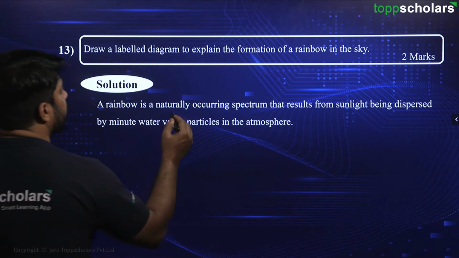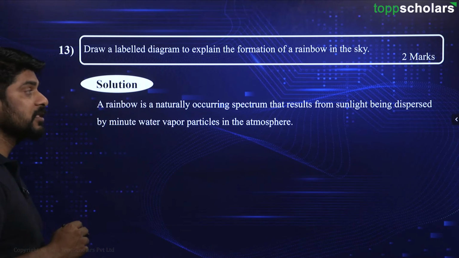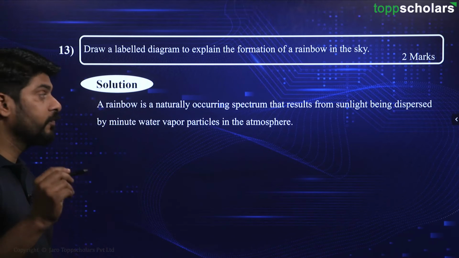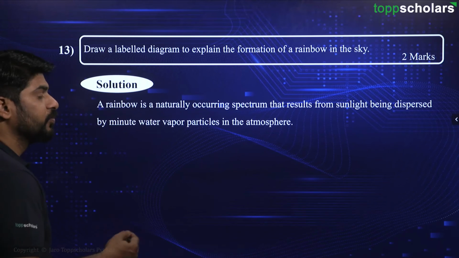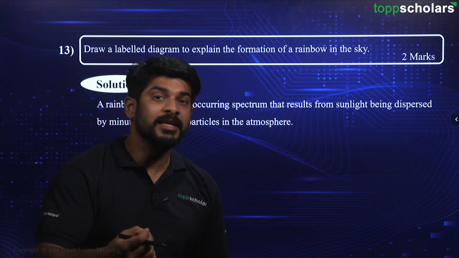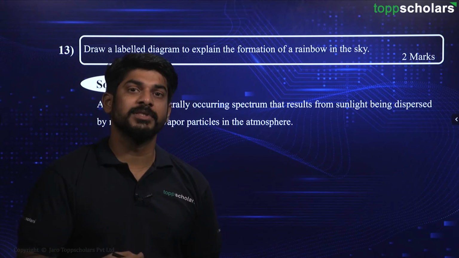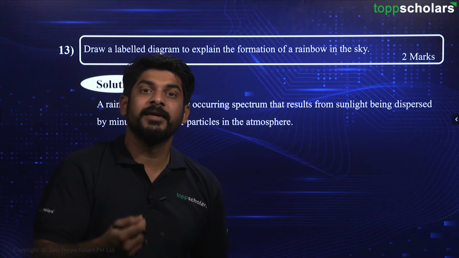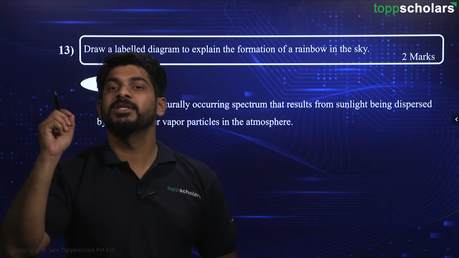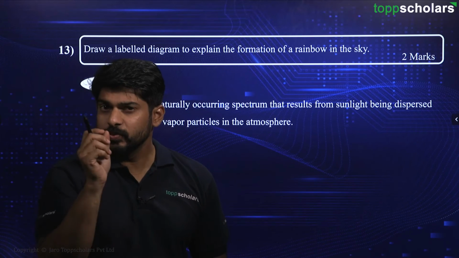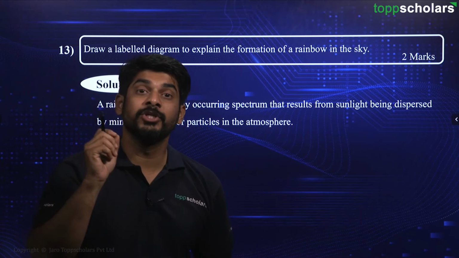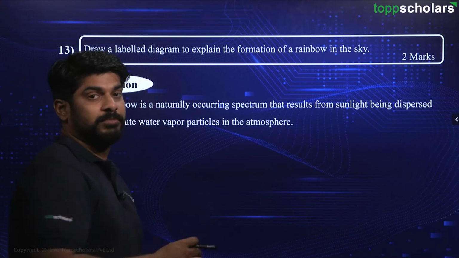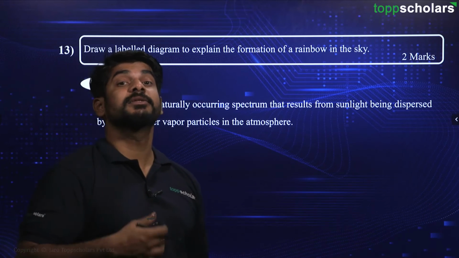First of all, a rainbow is a naturally occurring spectrum that results from sunlight being dispersed by minute water particles in the atmosphere. So basically, during, let's say, the rainy season, there are many small, very tiny water droplets suspended in the air. When the sunlight passes through those small water droplets, it gets dispersed into 7 colors, and that's why we get to see a colorful spectrum, which we call a rainbow.